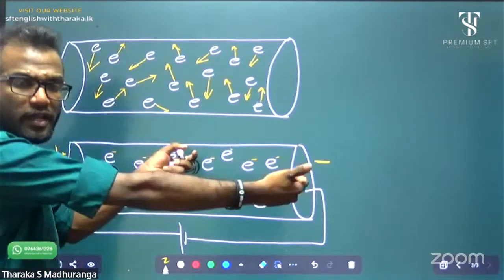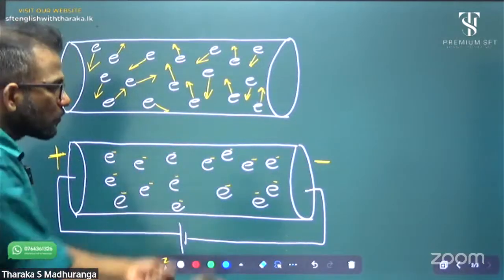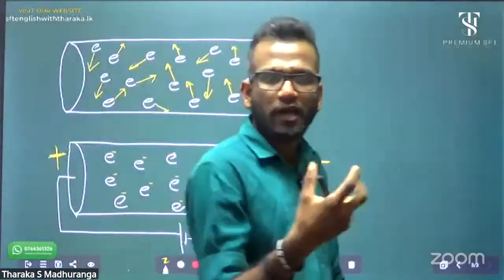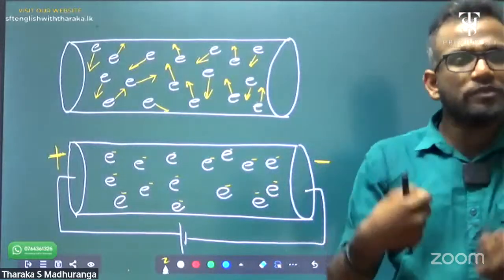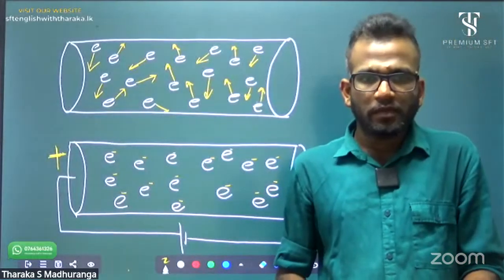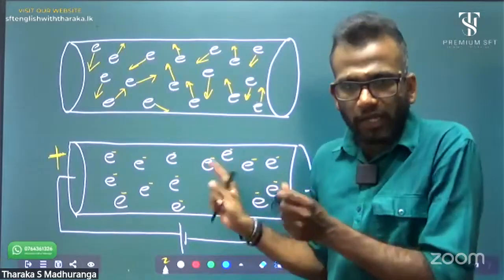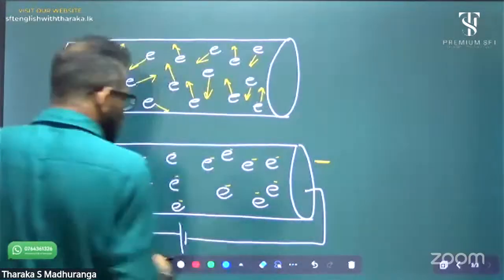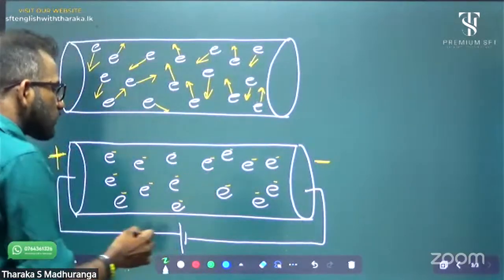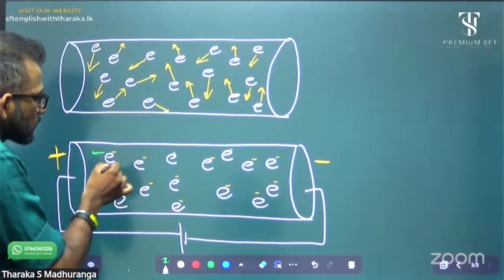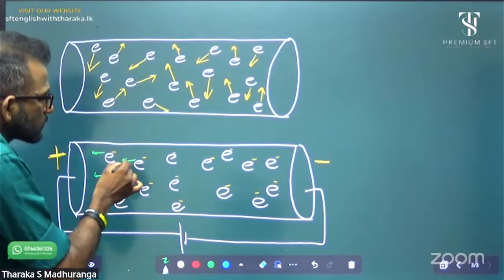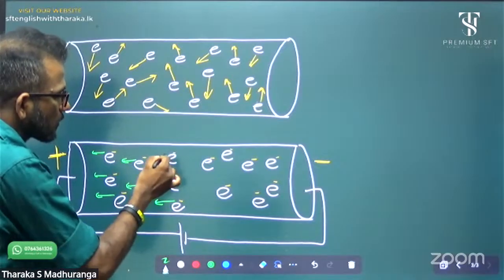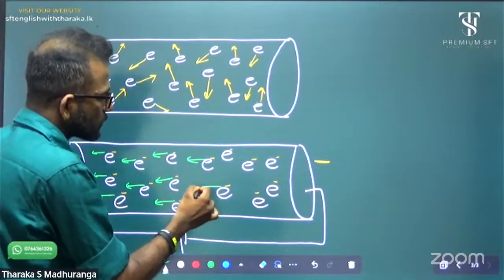Are they moving to negative? No. They always attract to the positive side. A negative charge always attracts to the positive charge, not to negative. Therefore all free electrons try to move in this direction, into a single direction.